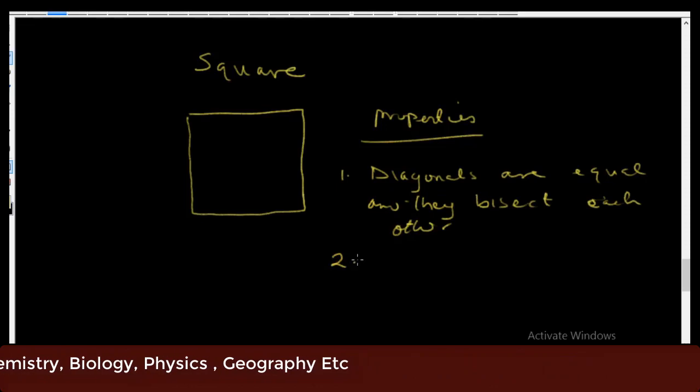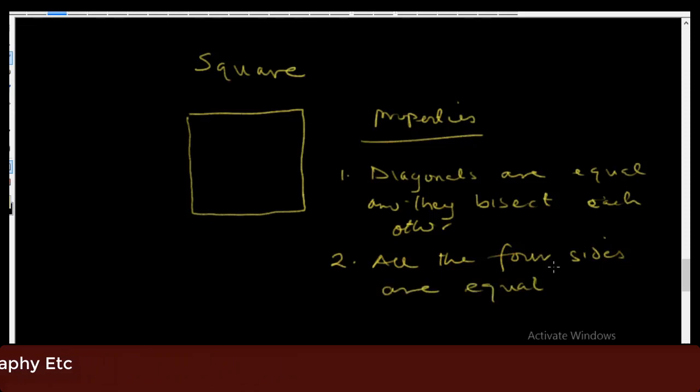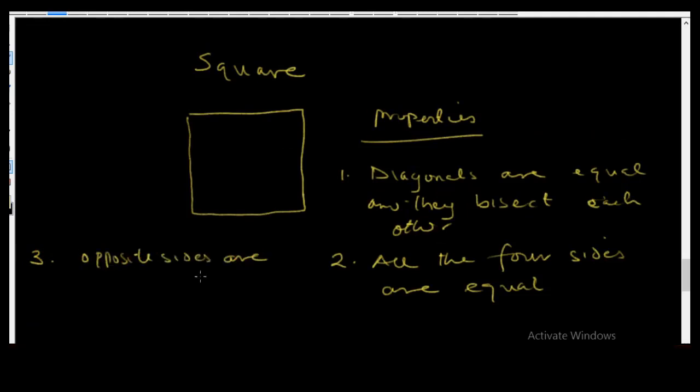Number two property is that all four sides are equal. Number three, opposite sides are parallel to each other. And number four, each angle of a square is 90 degrees.